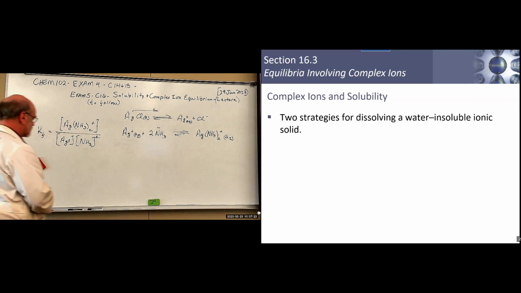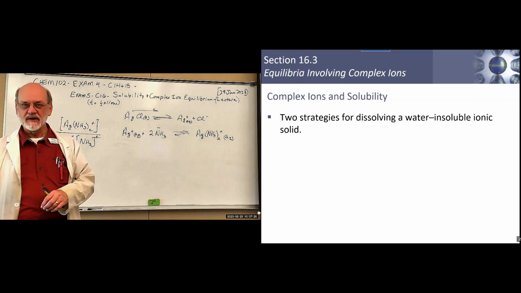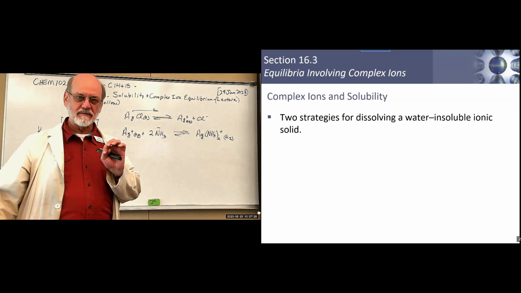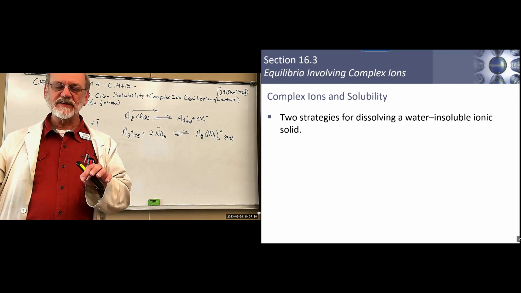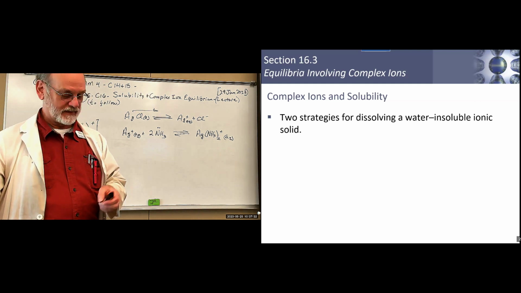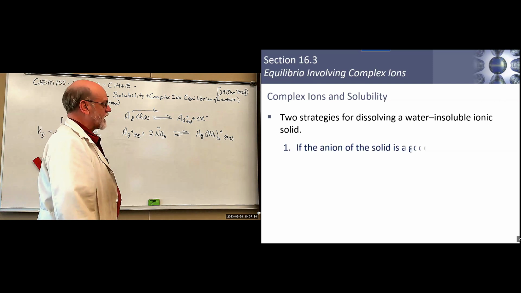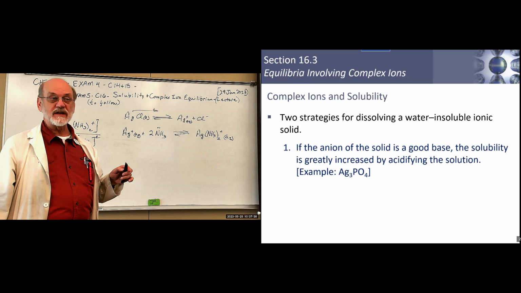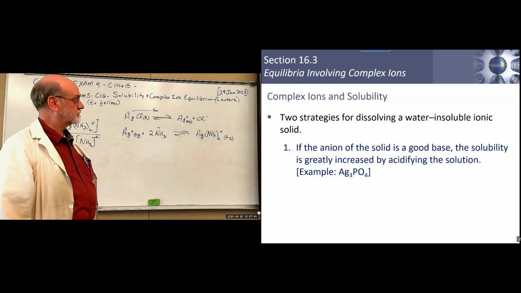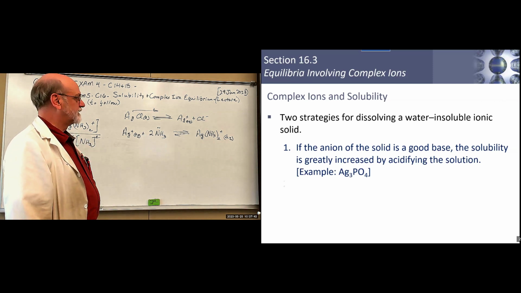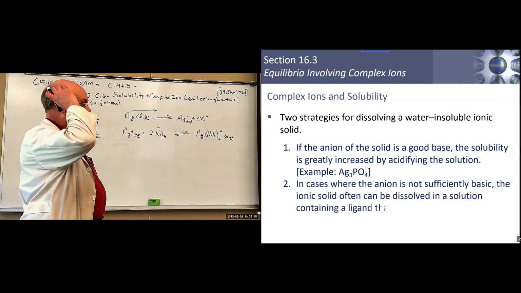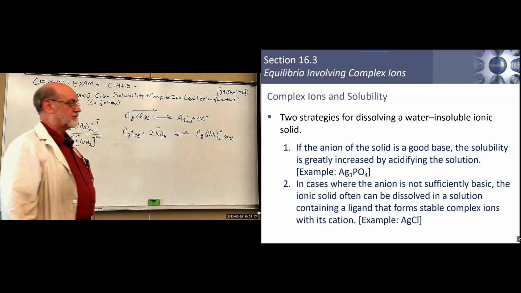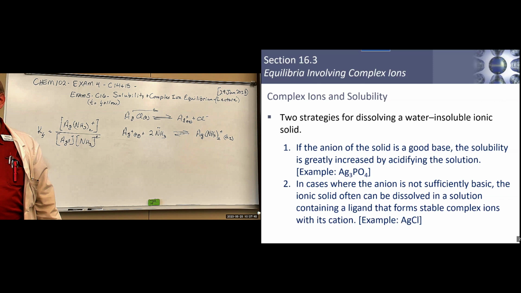So this slide just hammers home the concept. How do you get slightly soluble compounds in solution? Two strategies. One is if the anion of the solid is a good base, a strong base, then all you have to do is acidify the solution. If not, then you have to attack the cation, forming a complex ion.